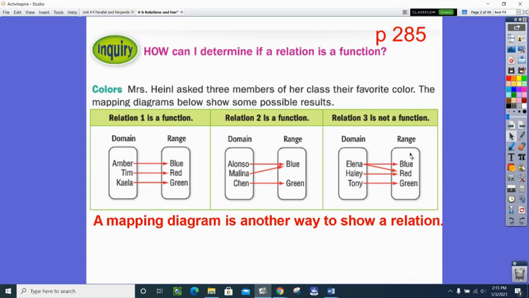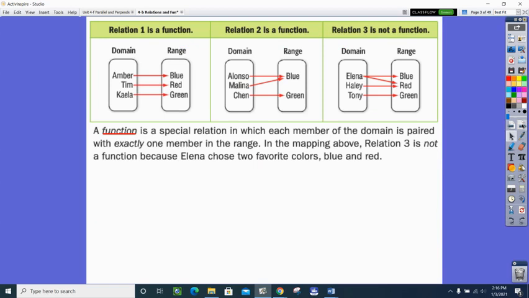So she asks Elena, Haley, and Tony. Tony says green and Haley says red, but Elena says blue and red. This is not a function. Okay, Elena, you need to make up your mind, girl, because she didn't really do what she was asked. She named two colors. She didn't give a favorite. So these are called mapping diagrams. They're another way to show relations. But in this case, Elena kind of messed this up. This one is not a function. Yes, yes, no.